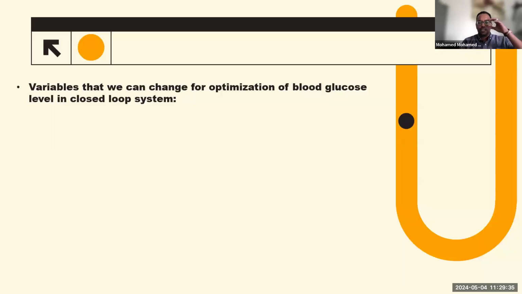So, variables that we can change for optimization of the blood glucose level in the closed loop system. As we have discussed, the insulin carbohydrate ratio, just like the last slide, we can change this to give them more insulin. Sensitivity factor: if they are correcting but the blood glucose is not coming down in range, you might need to think about changing the insulin sensitivity factor. Or the other way around, if they have a high blood glucose and then they have a correction and they run into hypo, maybe you need to go a bit more liberal on the correction of the insulin.